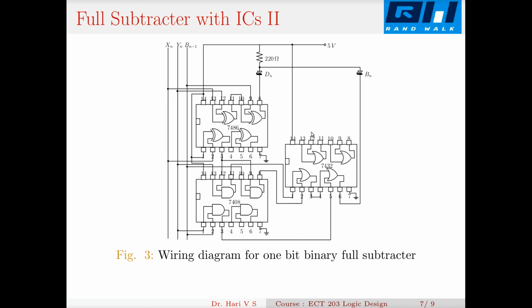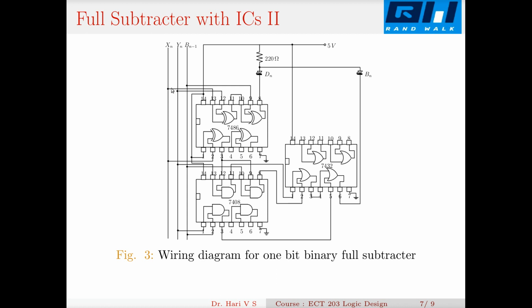If you have a circuit like this, here you can see that I have three lines: x, y and bn minus 1. This you can realize on your breadboard or PCB or something, and you can connect them to toggle switches or a pattern generator or whatever you have in the lab. And here you can see that you have the 7486. This is a quad 2-input exclusive OR gate. I use these two to form the difference.